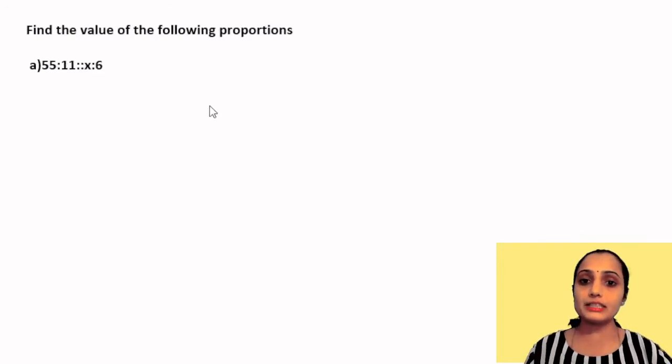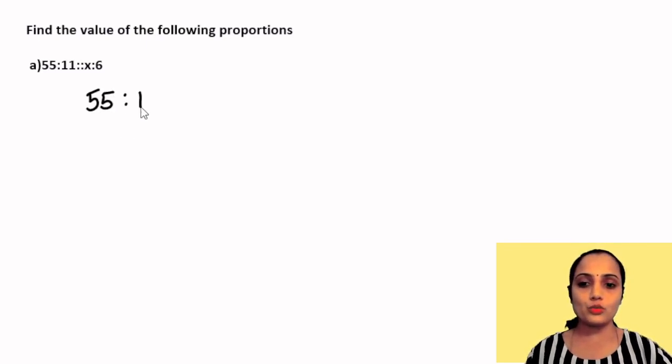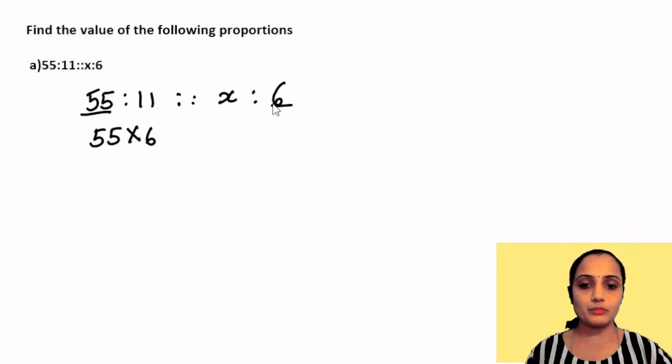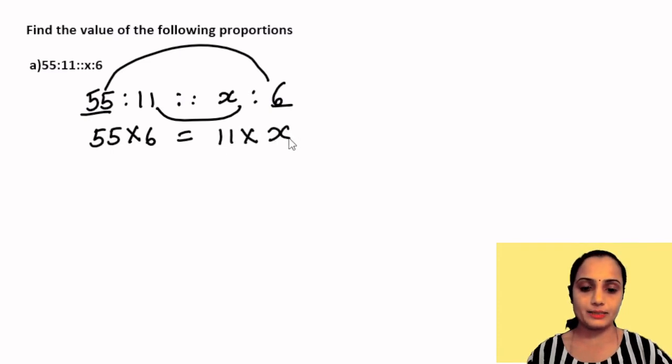Here we have been given that the ratios are in proportion. So we have to find the value of the unknown. We have 55 is to 11 is proportional to x is to 6. Now, we also know that product of means is equal to product of extremes. So, product of extremes is 55 into 6. These are the extreme terms and these are the mean terms. So, this is equal to 11 into x.